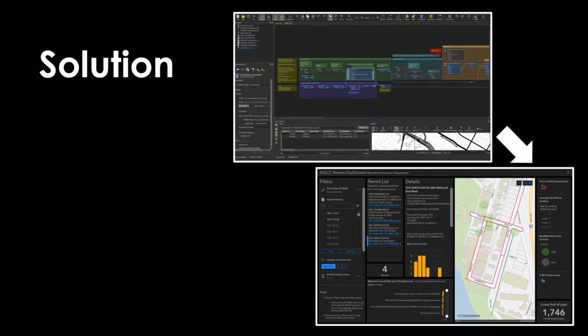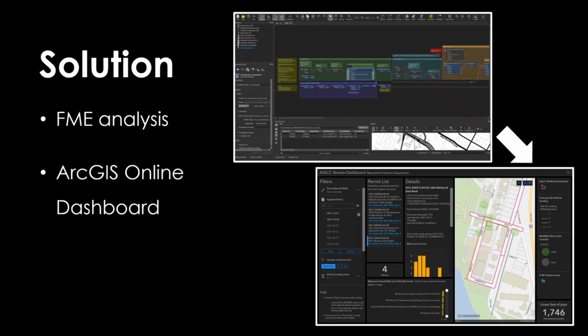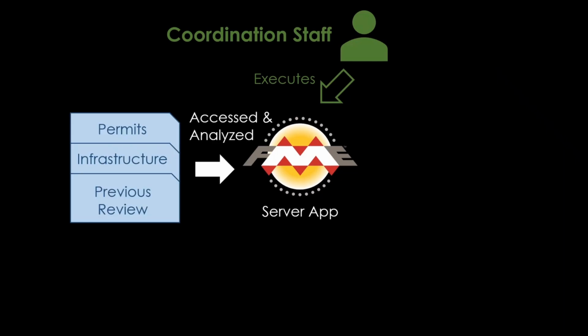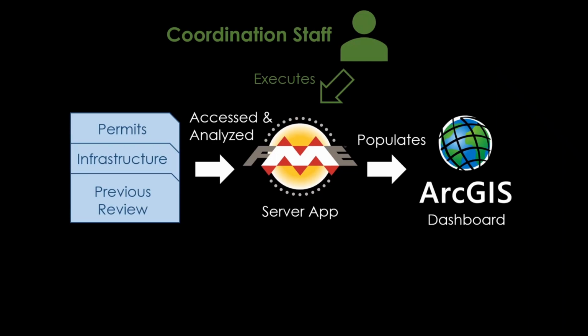To address these problems, we developed a new application and data processing workflow using Feature Manipulation Engine and ArcGIS Online dashboards. We used FME to automate the spatial analysis and report generation components of the workflow. And instead of creating a static report like a PDF, FME populates an ArcGIS Online dashboard with annotated permit features to present the information interactively. So, to diagram this new approach, coordination staff now begin by executing the FME process via a simple online form. The input datasets are accessed and analyzed automatically by the FME process, which then populates the ArcGIS Online dashboard.